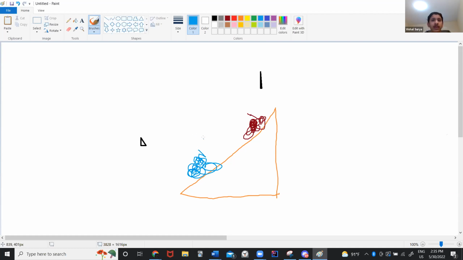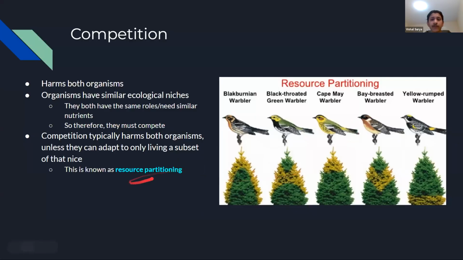So what they did was they removed the maroon clam from the population, and they wanted to see how this would affect the blue clam. When they did that, they saw that over time, the blue clam started to populate the rest of the environment like this. And the same happened vice versa. So it shows that they partitioned their environment so that they'd only live in a subset of that fundamental niche, the realized niche. That's one example of resource partitioning.